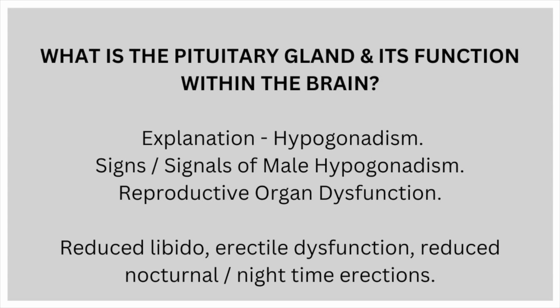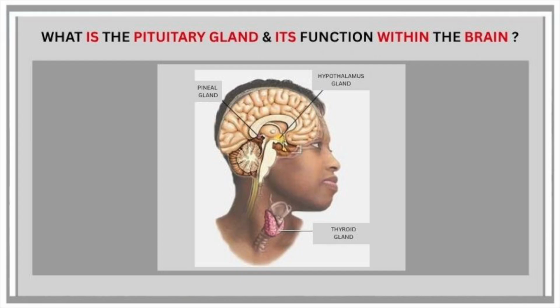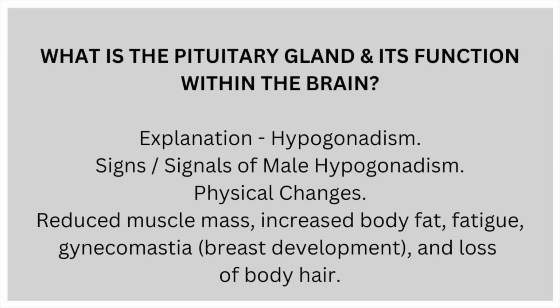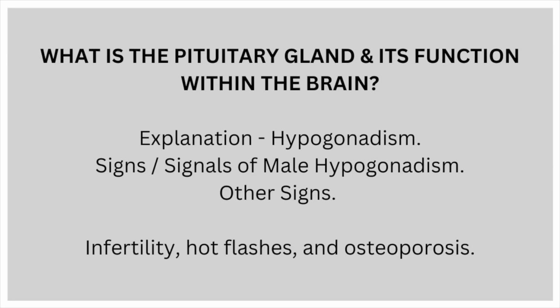Signs and signals of male hypogonadism. We start with reproductive organ dysfunction: reduced libido, erectile dysfunction, reduced nocturnal and nighttime erections. Physical changes. You'll also be seeing reduced muscle mass, increased body fat, fatigue, gynecomastia, which is breast development in chest tissue, and the loss of body hair. Other signs may include infertility, hot flashes, and osteoporosis.